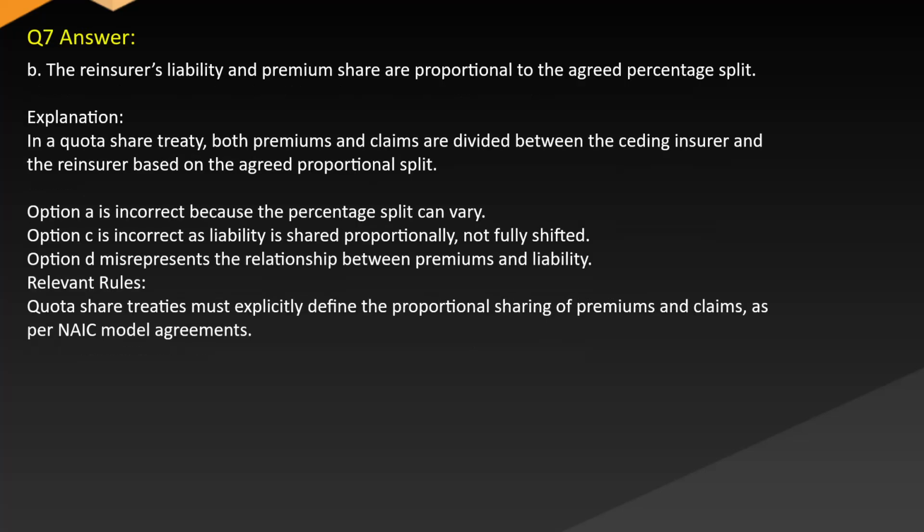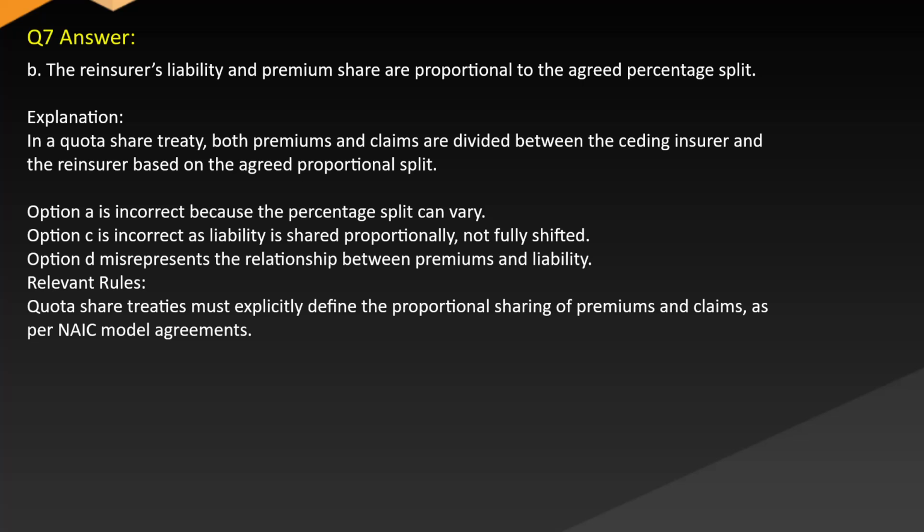Answer B. The reinsurer's liability and premium share are proportional to the agreed percentage split. Explanation. In a quota share treaty, both premiums and claims are divided between the ceding insurer and the reinsurer based on the agreed proportional split. Option A is incorrect because the percentage split can vary.